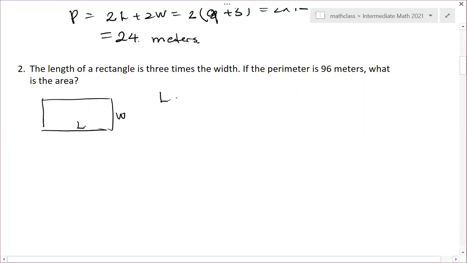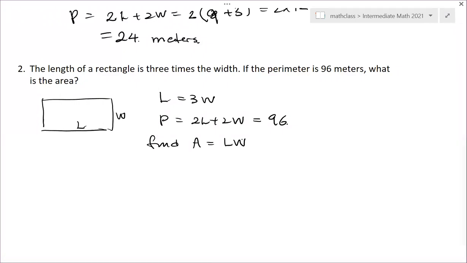Okay, so write down what is given. The length equals 3W, right? Great. And the perimeter is 96. So the perimeter is going to be 2L plus 2W equals 96. What do you have to find out? The area, which is L times W. So basically you have to find out L and W. Then you can find the area.